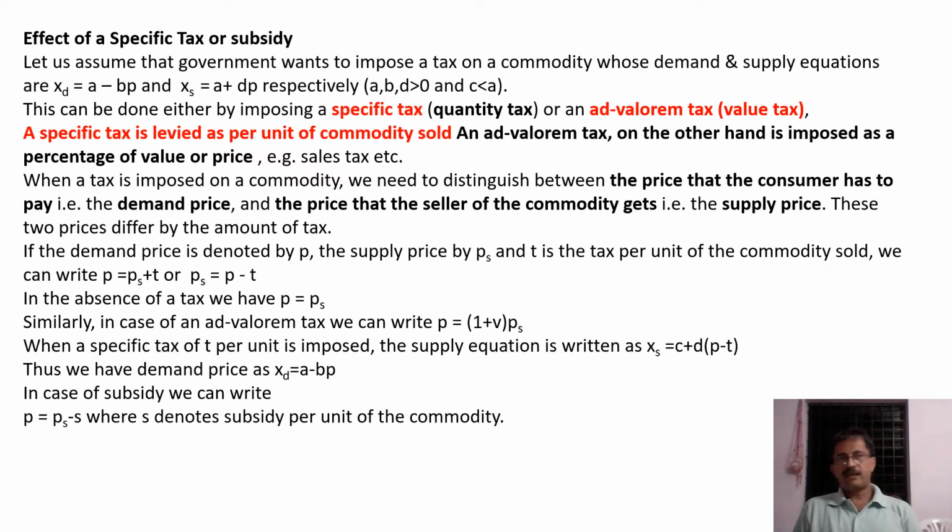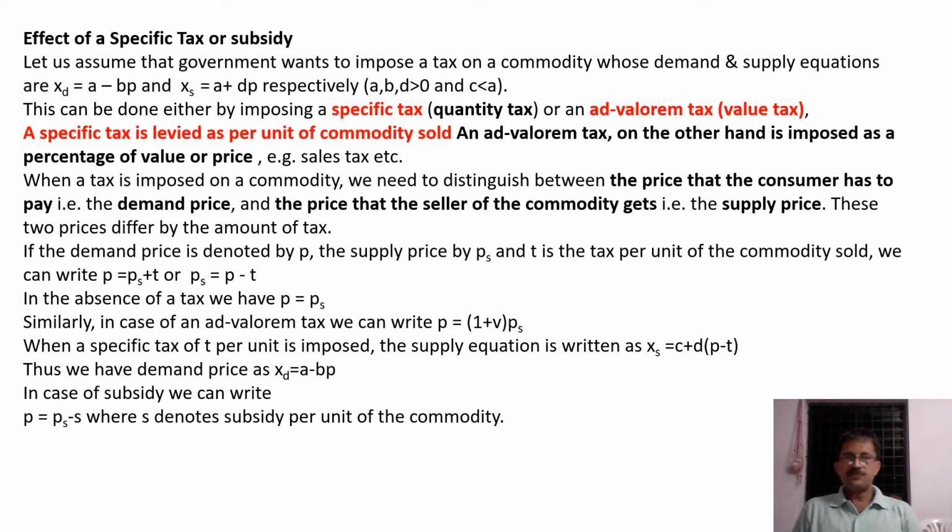Effect of specific tax or subsidy. Here two types of tax we are going to see. One is called specific tax, that is also quantity tax. Another is ad valorem tax or value tax. A specific tax is levied as per unit of commodity sold. And ad valorem tax, on the other hand, is imposed as a percentage of value or price. For example, sales tax, etc.